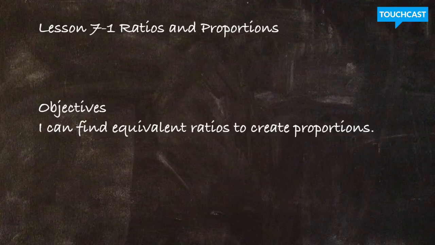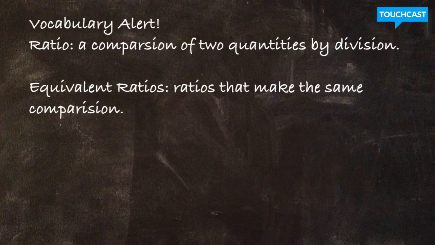Hello class, today we're going to talk about lesson 7.1, ratios and proportions. Our objectives are, I can find equivalent ratios to create proportions. Our first vocab alert: ratio, a comparison of two quantities by division, and equivalent ratios, which are just ratios that make the same comparison.